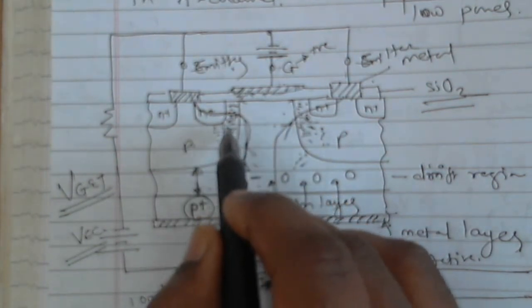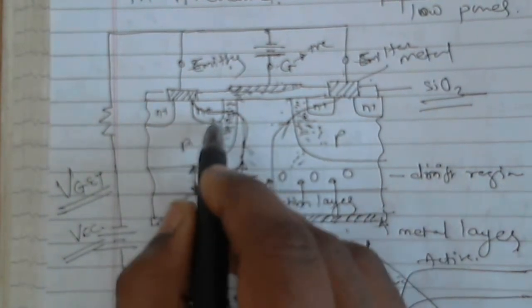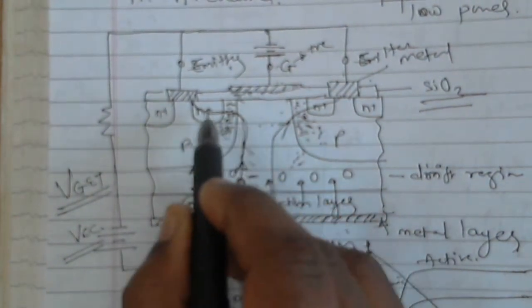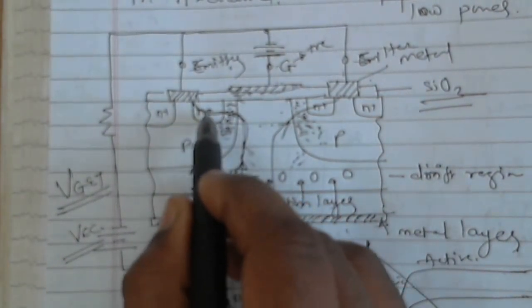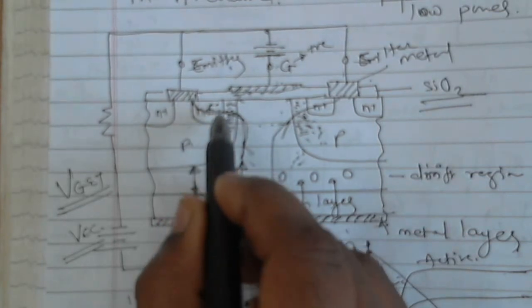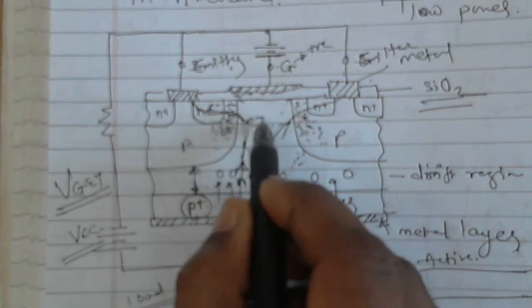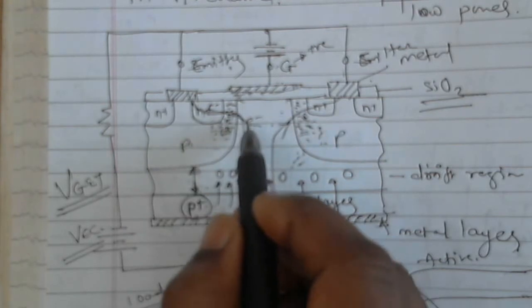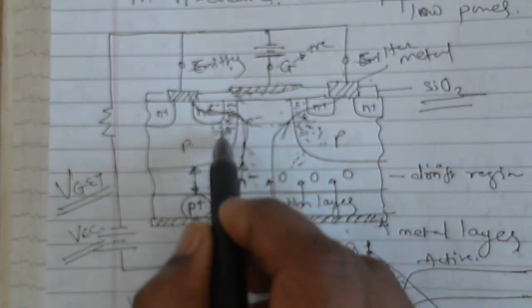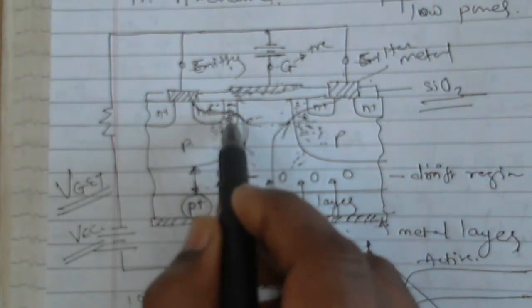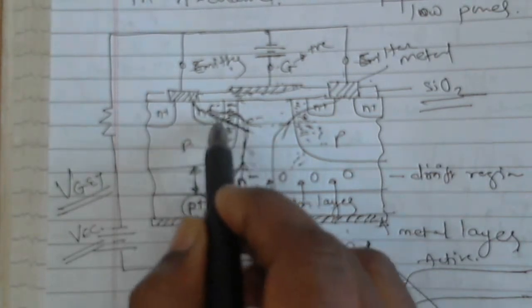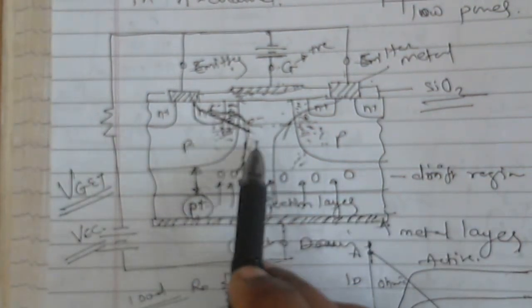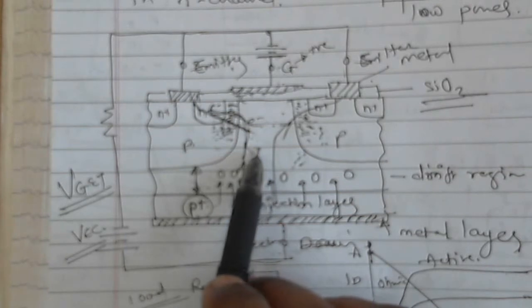Now this inversion layer short circuits this N plus layer and N minus layer. Right, because in the N plus layer there is a high amount of electrons. In the N minus layer it is slightly doped, but there are electrons. In P there are holes. But as the inversion layer forms, it automatically short circuits these two regions, the n plus and n minus regions.